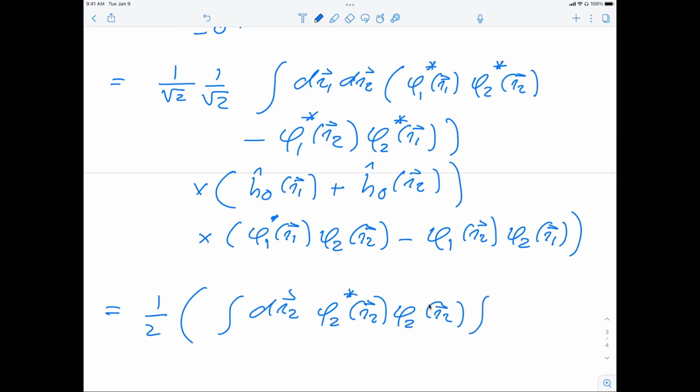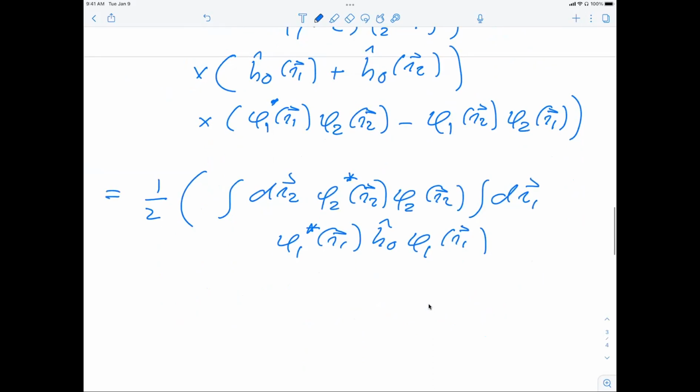And then we have a dR1. And then in what we have is a psi1 complex conjugate of R1. And now I have H0, and I'm skipping the R1 here. And this is acting on R1 and psi1, phi 1.